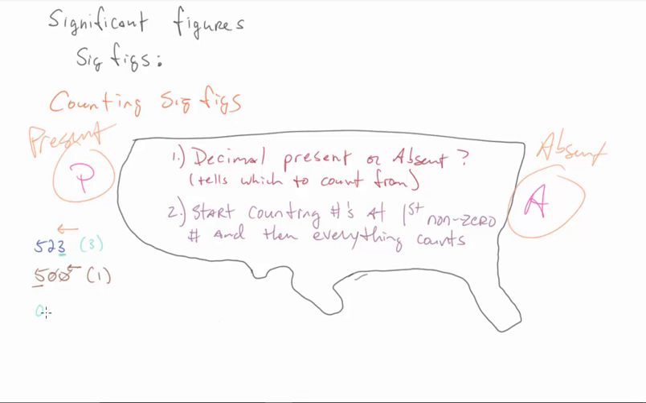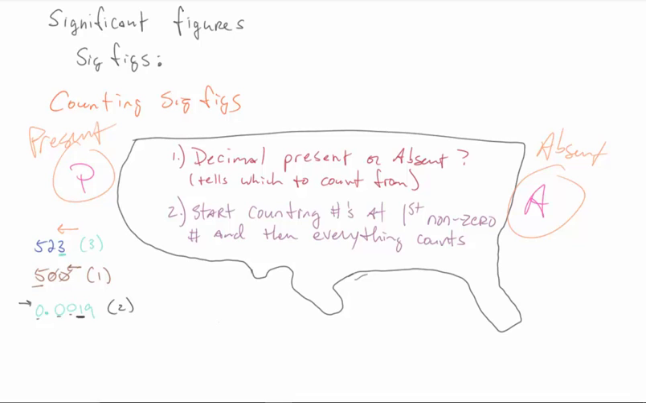We'll look at the number 0.0019. Is a decimal present or absent? It's present, so I start counting from the left side this time, and I skip my zeros, not counting the first one, the second one, or the third one. I start counting at that first non-zero number. So 0.0019 has 2 significant figures.